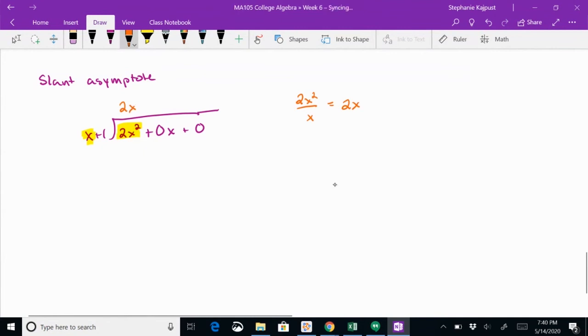And then I take that 2x and I'm going to multiply it by the denominator, x plus 1. I'm going to distribute. So I have 2x times x, which gives me my 2x squared. And then 2x times 1, so that is 2x. And then I'm going to write that underneath.